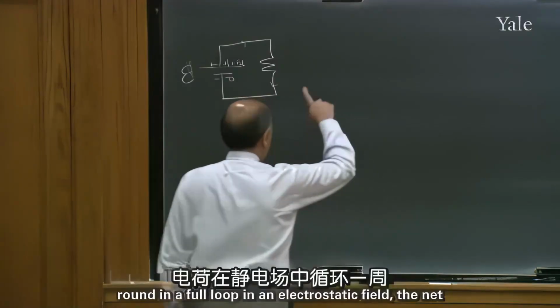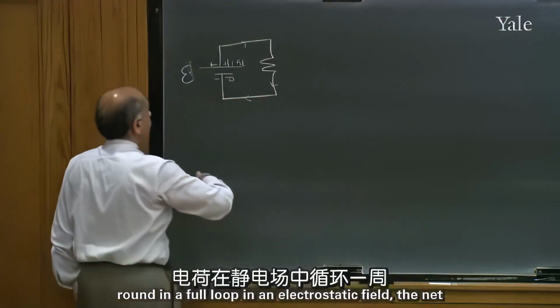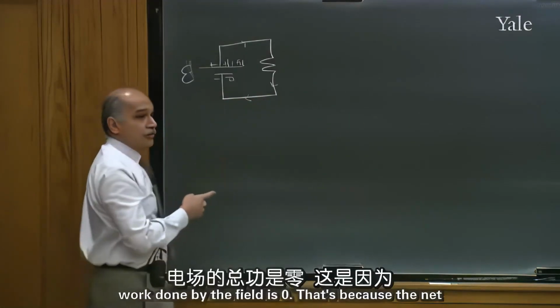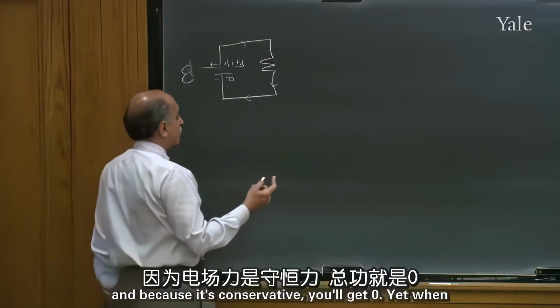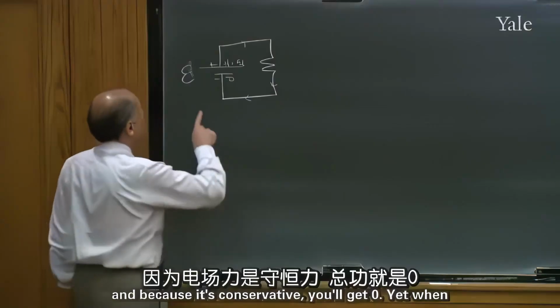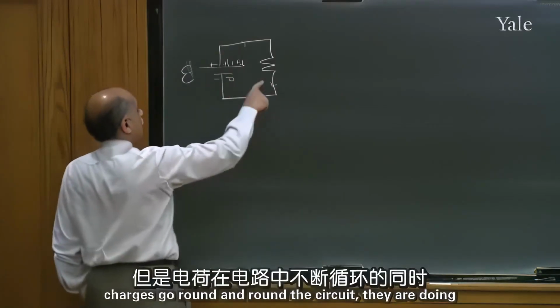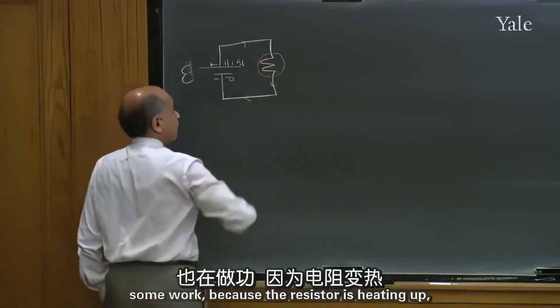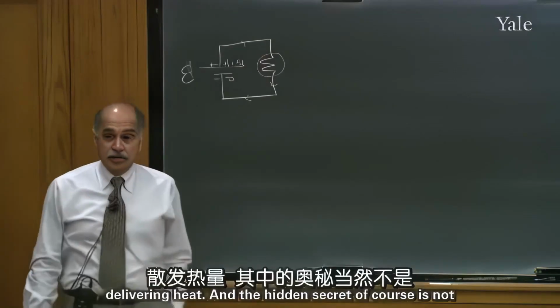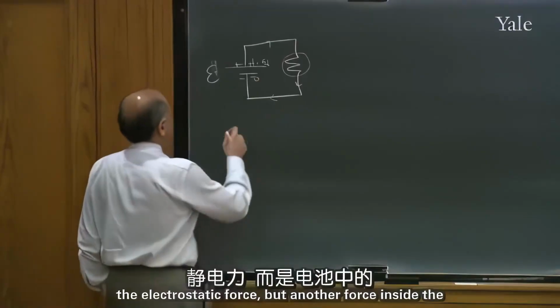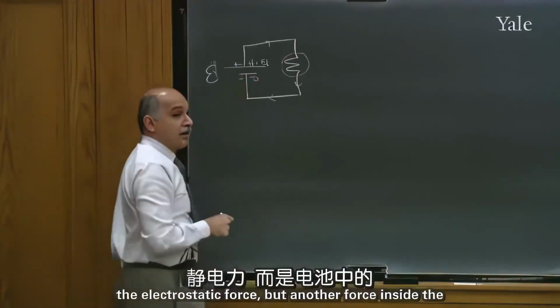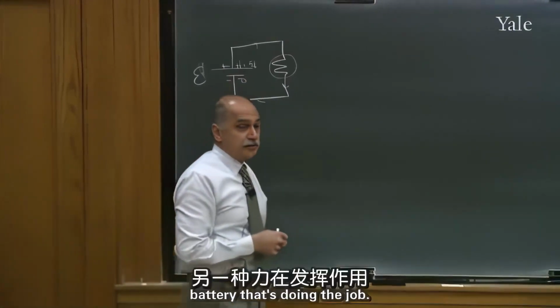Because if you go around in a full loop in an electrostatic field, the net work done by the field is 0. That's because the net work done is the integral of the electrostatic field, and because it's conservative, you'll get 0. Yet when charges go round and round the circuit, they are doing some work because this resistor is heating up, delivering heat. And the hidden secret, of course, it's not the electrostatic force, but another force inside the battery that's doing the job.